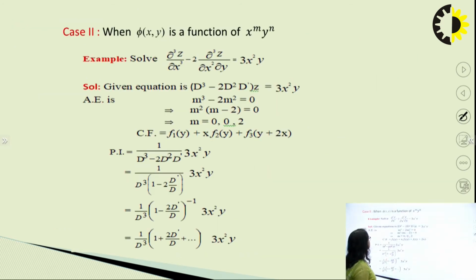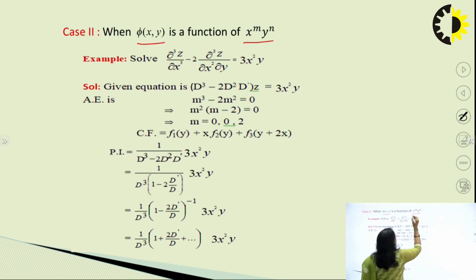So coming to case second. In case second, we have a function of x, y, and it should be of the form x to the power m, y to the power n. That means we cannot have addition in between, subtraction in between, or division. It means these powers should be of x and y. Either of the powers can be 0 also, but the function should be of this form only. Now let us consider an example.